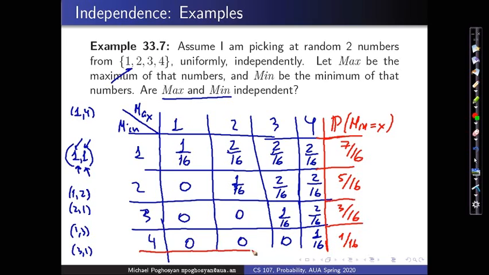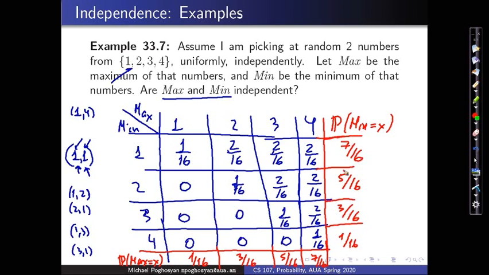Now I need to add the marginal for max. Max is taking the particular value 1, 2, 3, 4. Here I need to add all these elements in a column, 4 elements in a column, 1 over 16. Here I need to add these column elements, 3 over 16. Here I'm adding these 3 elements, in fact 4, but this is 0, 5 over 16, and 7 over 16.